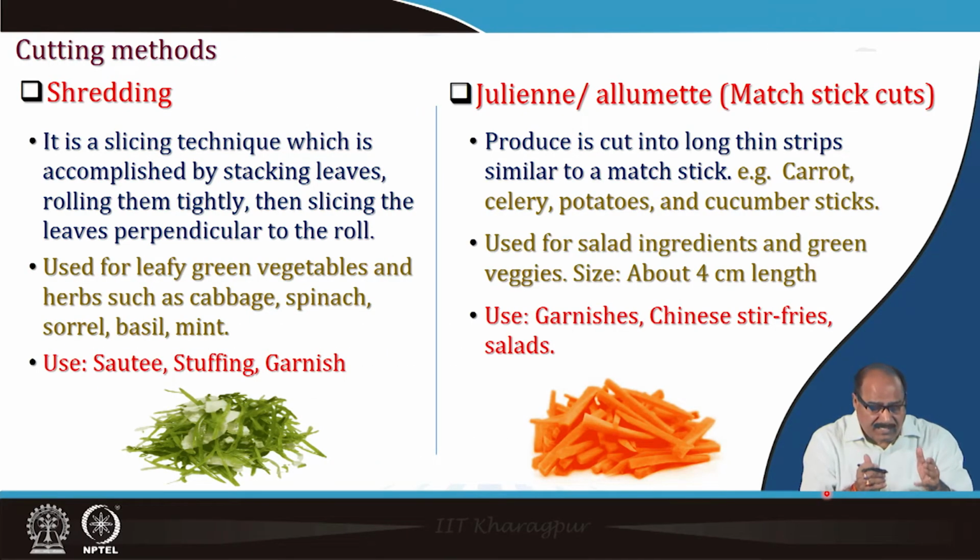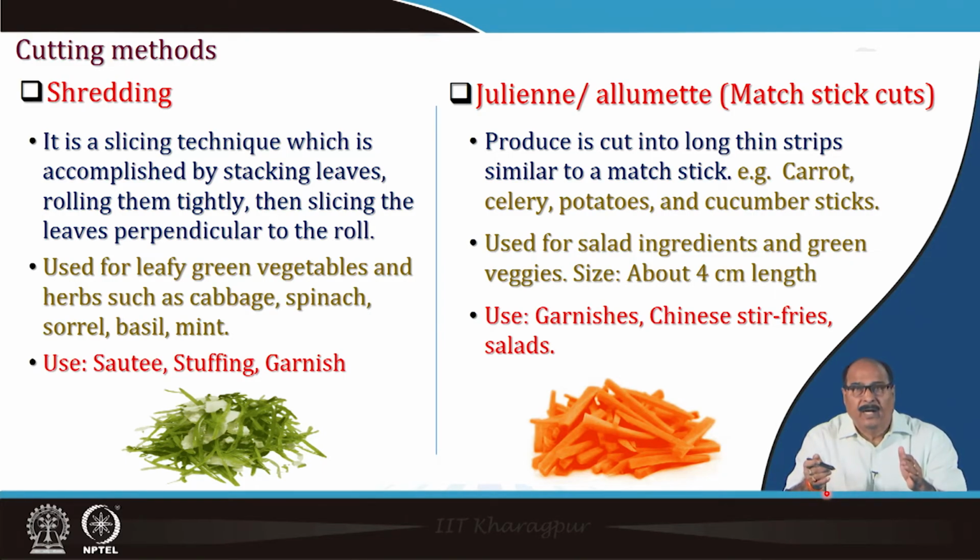They may include shredding, as you can see here, for vegetables like cabbage, spinach, sorrel, basil, mint, etc. They are shredded. It is a slicing technique which is accomplished by stacking leaves, rolling them tightly, and then slicing the leaves perpendicular to the roll.